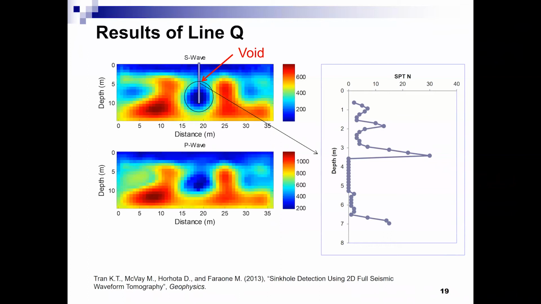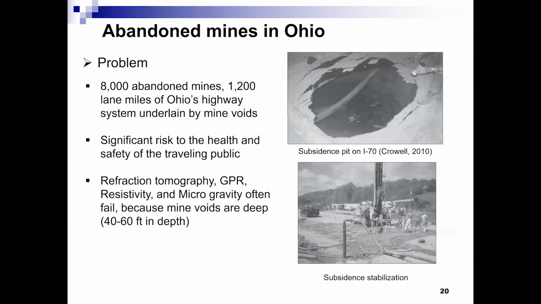And then we gave it to the DOT. They did the verification a few weeks after that. So there exists a void at this location. So SPT goes to 0. Next. So that vertical line there was the SPT test? Yeah. At the void location, we recommended it.